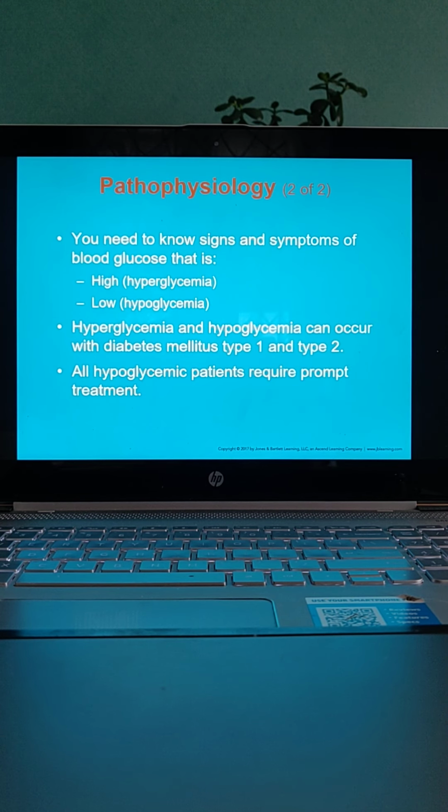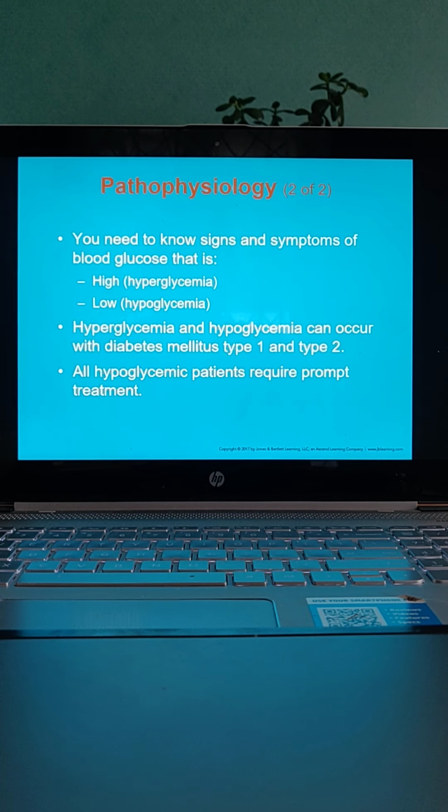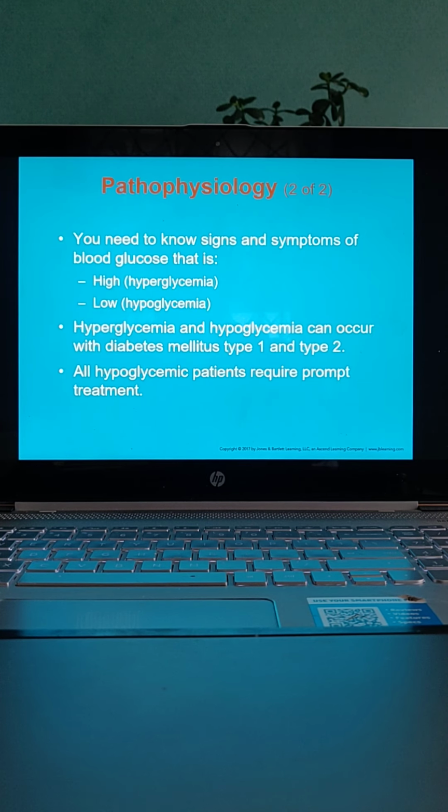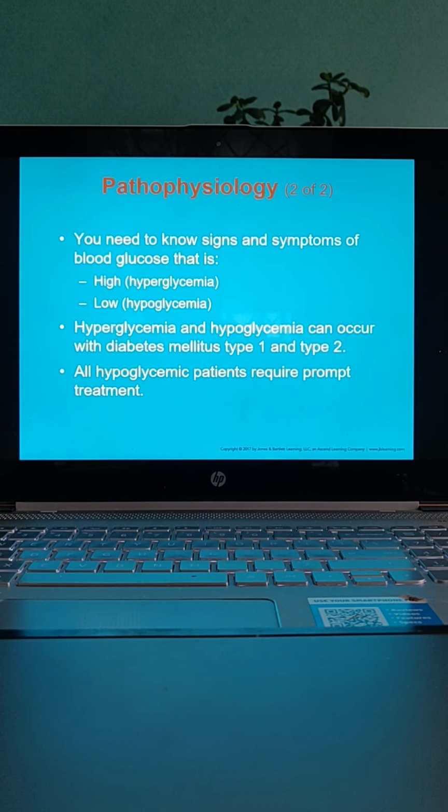The normal average blood sugar for a healthy adult is anywhere between 80 and 120. 80, 85, 90, 95, 100, 110, 120. Anywhere between 80 to 120 is considered average blood sugar level in a person. When a person's blood sugar level goes above 120, they are considered hyperglycemic. When a person goes below 80, they're considered hypoglycemic.